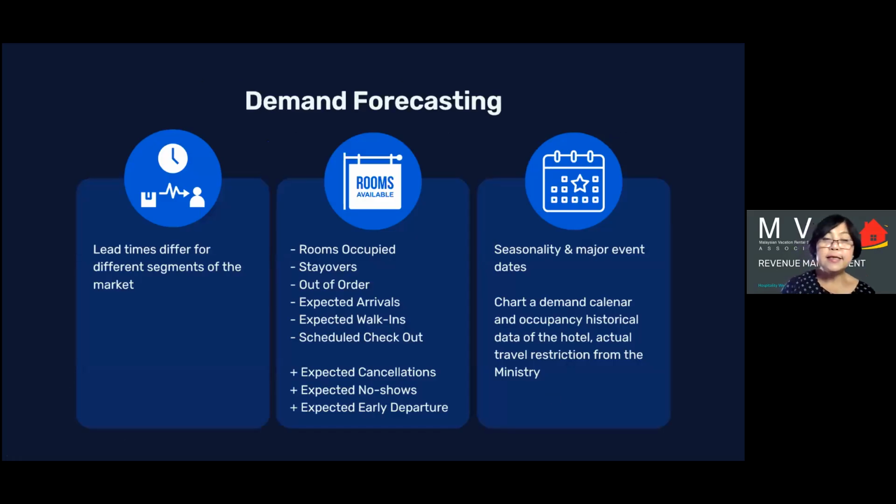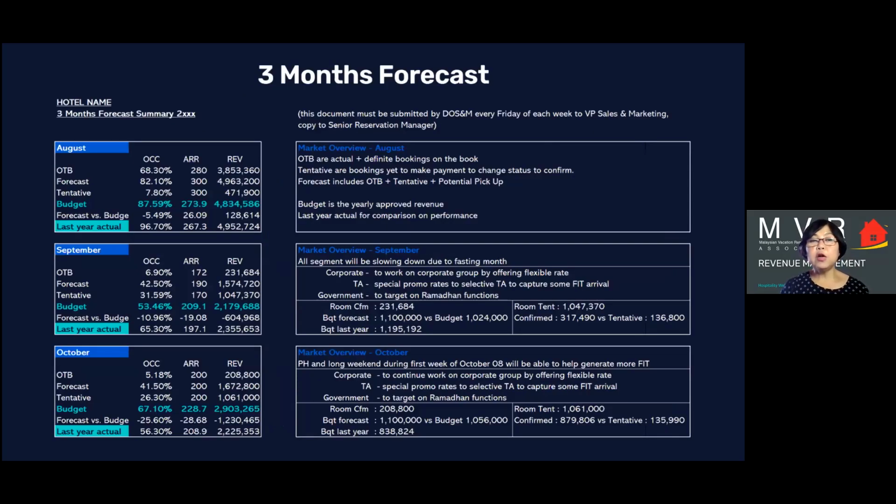So for demand forecasting, you have to look at lead time. One of the factors is lead time. Different market segments have different lengths of lead time. For example, if it's a long haul, then it may be 3 months to a month. If it's domestic, it can be a week or even the same day. So lead time is important in demand forecasting, and room availability is another one, and seasonality and major events is another.